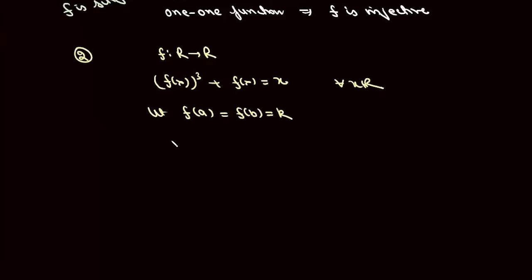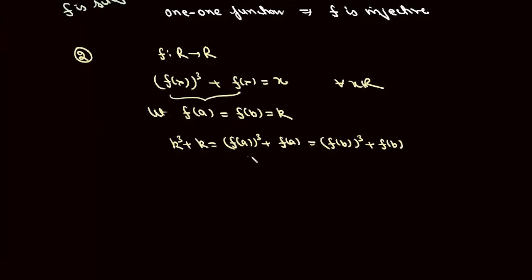Then k cube plus k will be f(a) cube plus f(a), and will be equal to f(b) cube plus f(b). Now f(x) cube plus f(x) is nothing but x. So this is a and this is nothing but b. So from here we can clearly say this f is injective.